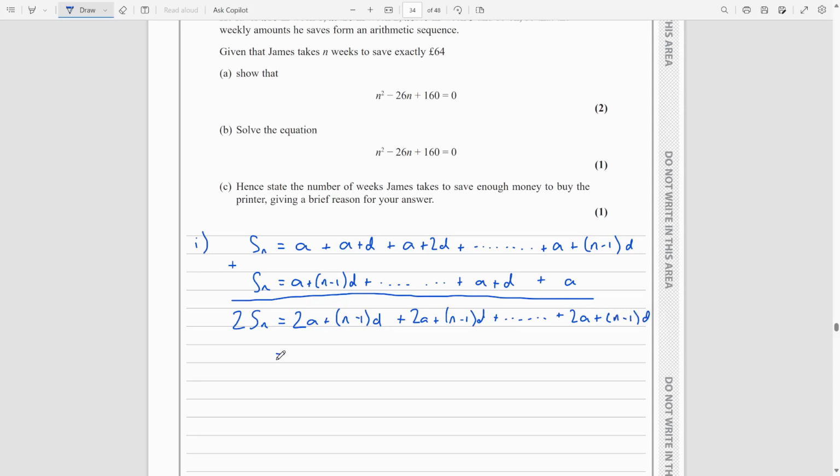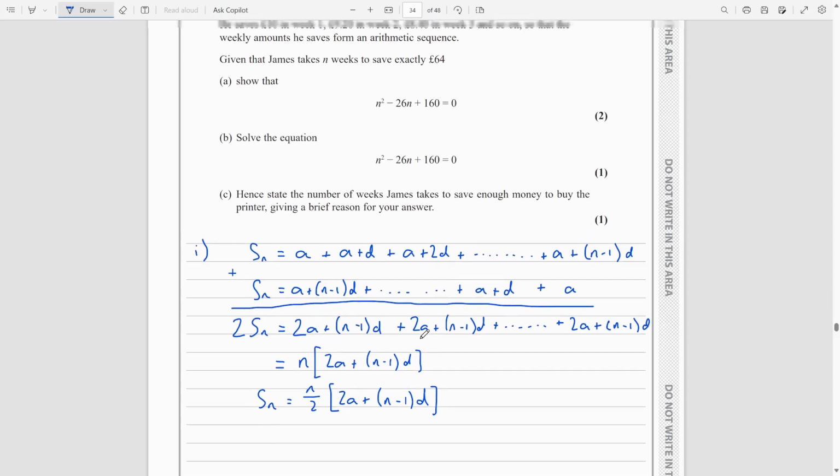How many do we have in total? Well, there were n terms in the whole sequence. So it's n times (2a plus (n minus 1)d). Finally, that was 2Sn, so Sn is just half of that: n over 2 times (2a plus (n minus 1)d). Okay, that's part 1 done.